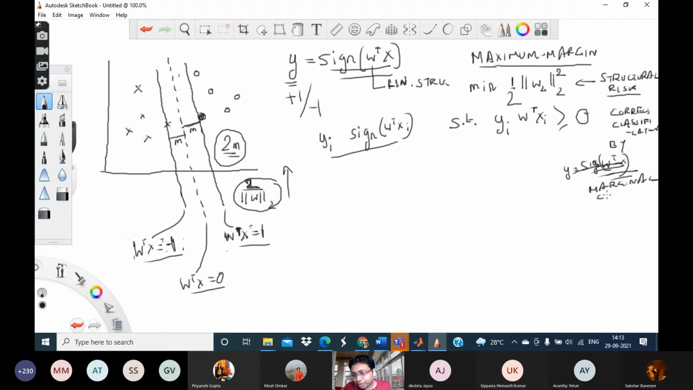what I want is this: instead of having 0, we have to have 1 here. That is the SVM formulation. And this constraint we have to repeat for all the data points from 1 to n.